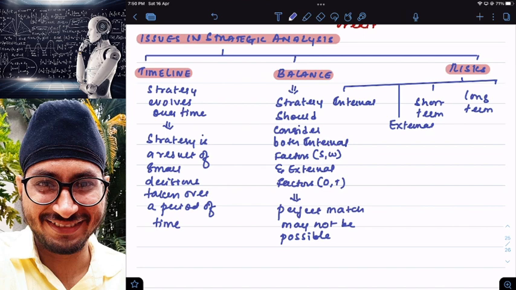A risk because of my business is internal. A risk because of something which is not under my control is external. A short risk is short term. And a risk which is beyond 12 months is long term.